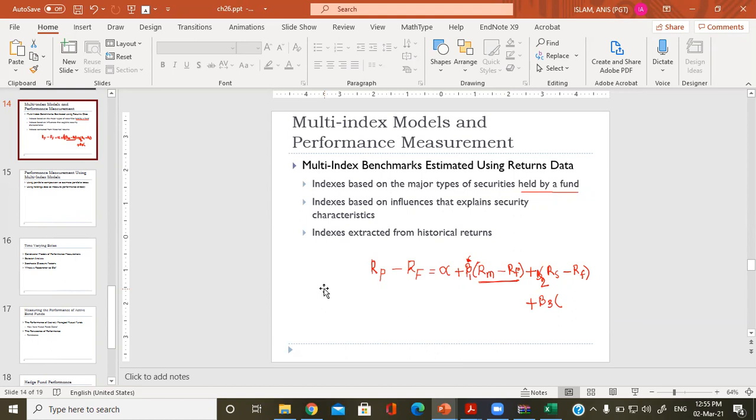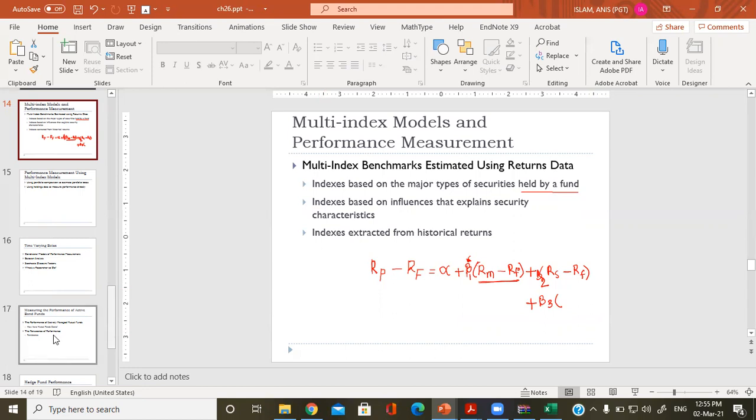So what kind of multi-index benchmark do we use for equity mutual funds or stock mutual funds in general? The Carhart 4-factor model. So which factors are included in the Carhart 4-factor model? We already mentioned the Fama-French 3 factors: the market risk factor, the small minus big factor, then the value factor. Okay. So what is the fourth factor? The Carhart momentum factor.